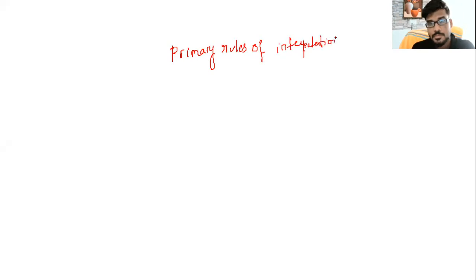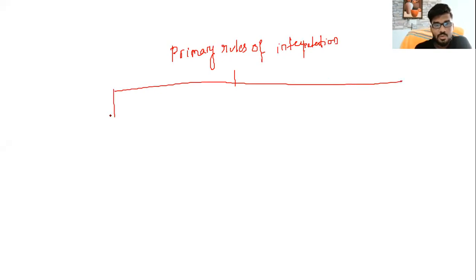So we have discussed the primary rules of interpretation. Out of the primary rules of interpretation, the first rule is the rule of literal construction, the rule of literal interpretation.